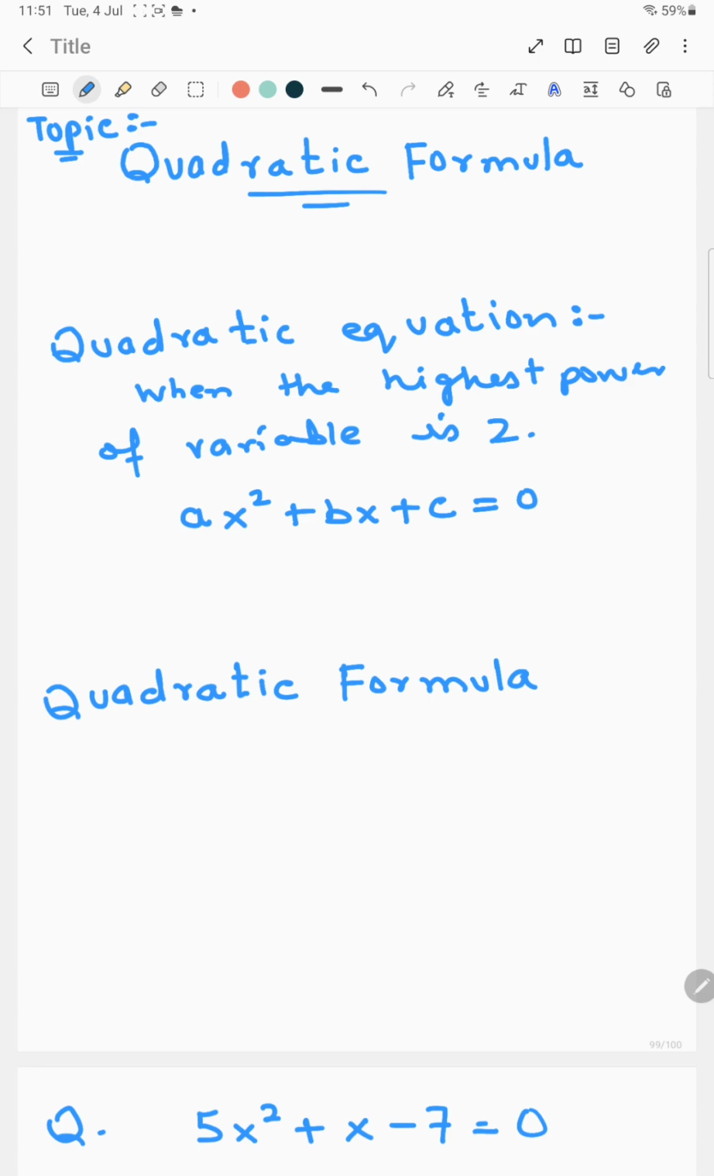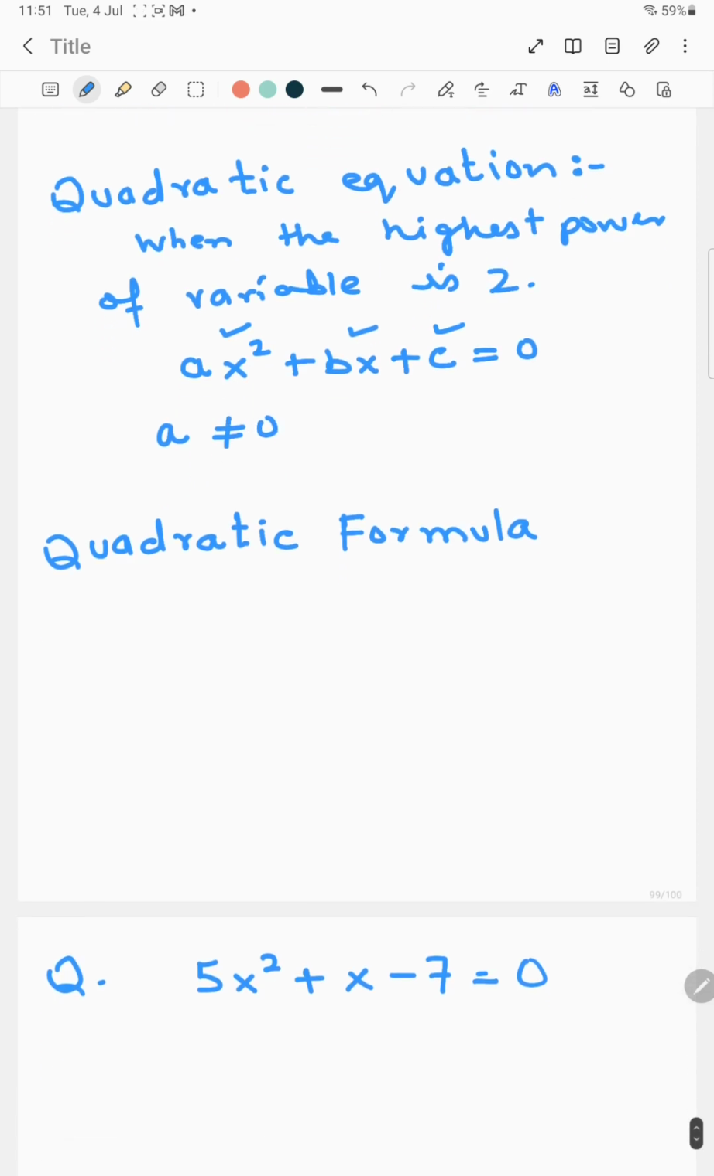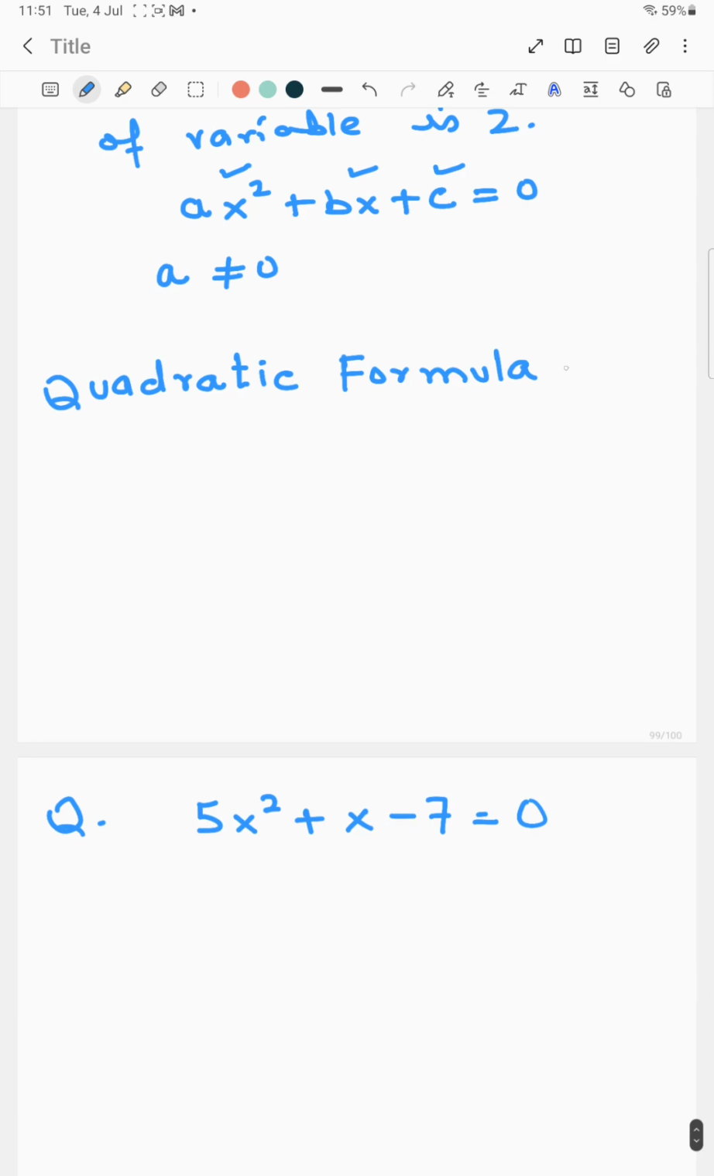So see, first the x square or any variable with the power 2 will come, then with the power 1 and then the constant number, and a is not equal to 0. Now this is the quadratic equation, and now we have to see what the quadratic formula is and how we can apply it for solving a quadratic equation.